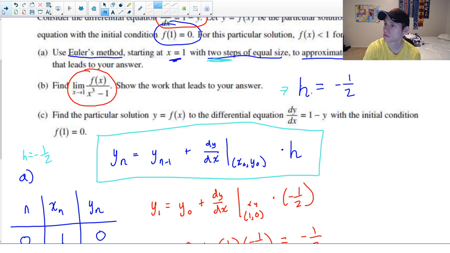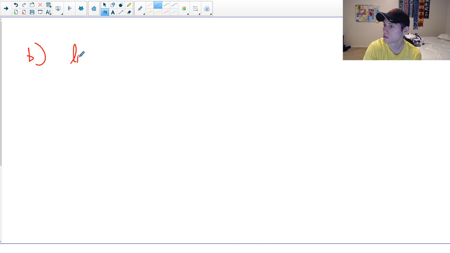All right. Great. So the limit as x approaches 1 of f of x over x cubed minus 1. Now remember, if we're trying to evaluate a limit, the first thing we always try to do is just look at what the limit is approaching and try to see if you can just plug that in. Right, so let's see what would happen if we did that. So that would be f of 1 over 1 cubed minus 1.